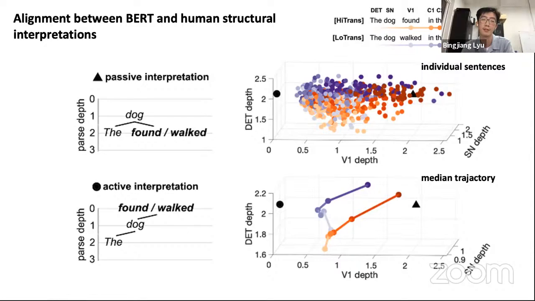But collectively, as shown by the median trajectory in the lower right panel, like human listeners, BERT also initially prefers the active interpretation for low trans sentences, approaching the active landmark on the left. However, with the appearance of the actual main verb, low trans sentences turn around to the passive landmark, while the high trans sentences unidirectionally move towards the passive interpretation until the end of the sentence. So these results show a very good behavioral alignment between BERT and humans in incremental structural interpretations.